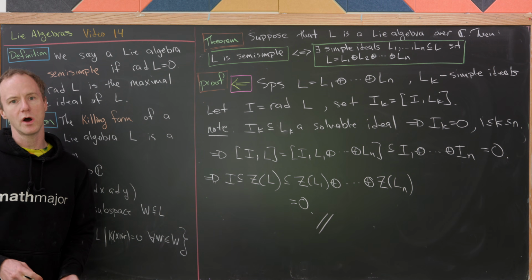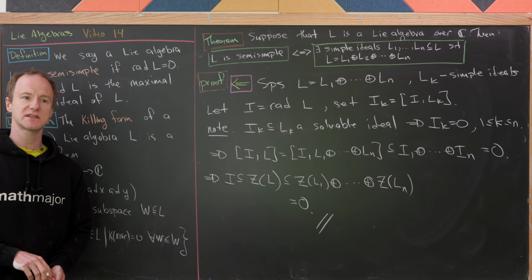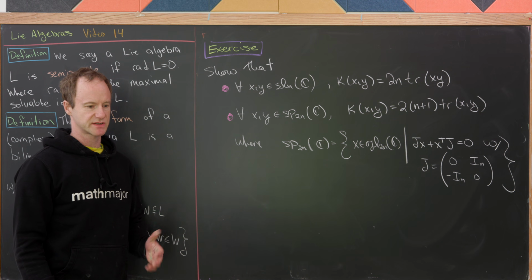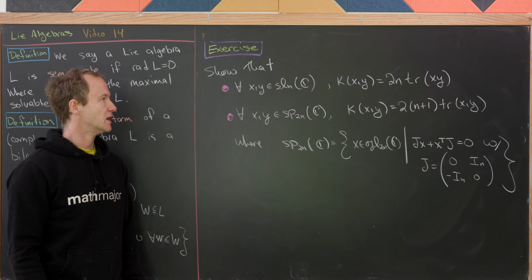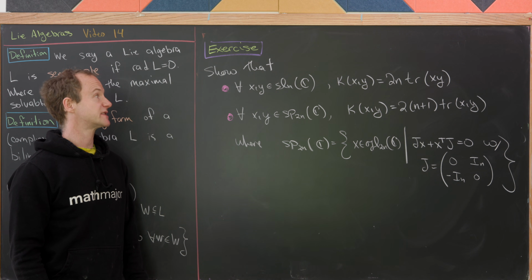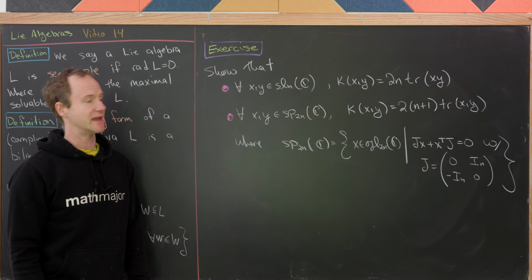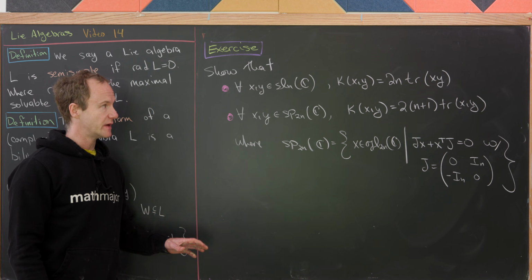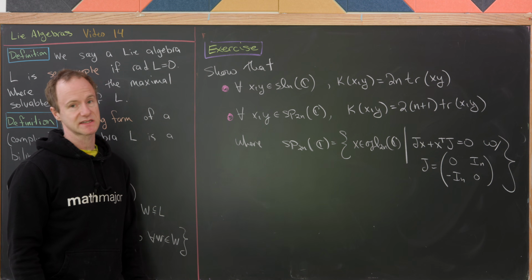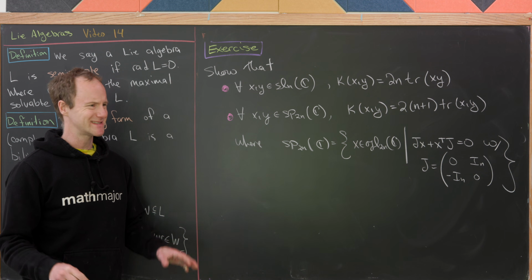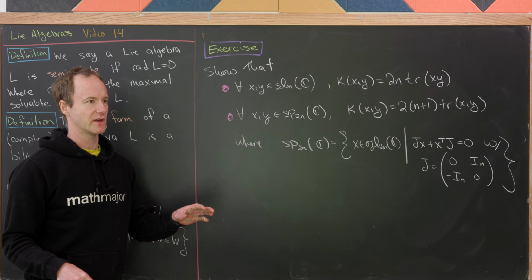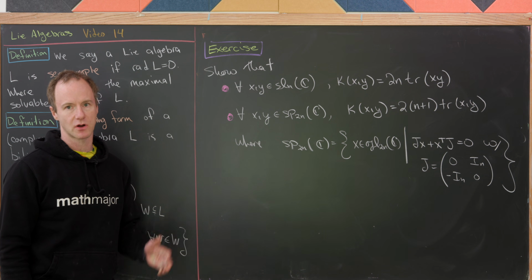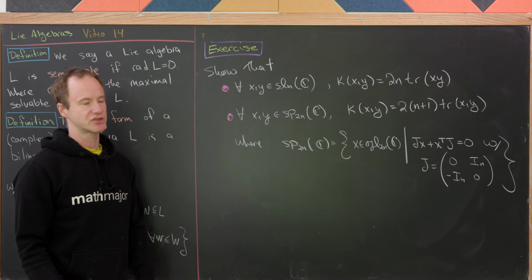Okay, so I've got one homework exercise based on the Killing form for you. Here's a nice computational exercise based on the Killing form. Let's show that for all x, y in sl_n(C), kappa of x, y is 2n times the trace of x times y. What's nice here is this is a formula in the end that doesn't have to do with ad x or ad y, which are hard to work with computationally.